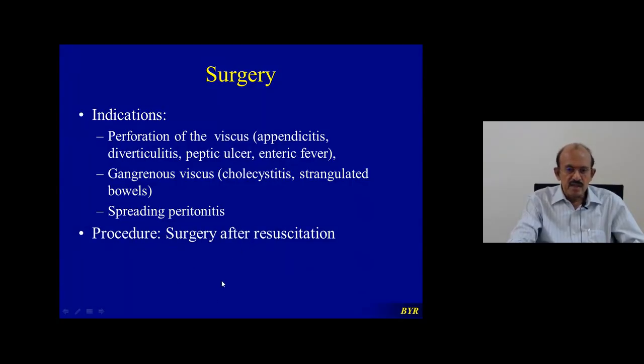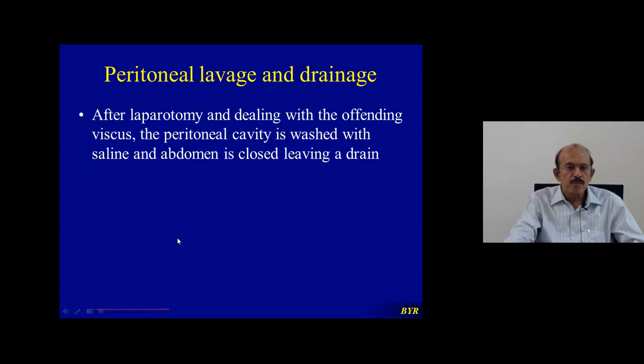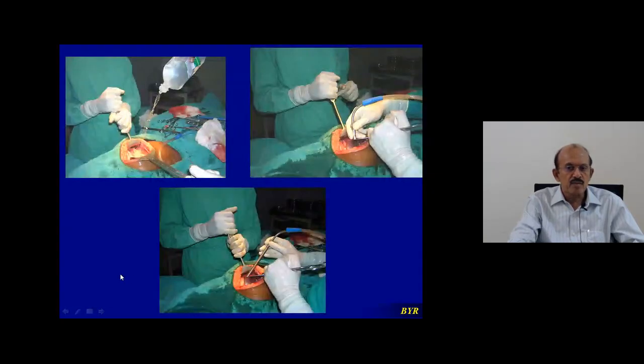The procedure is surgery after resuscitation. So you do laparotomy, deal with the diseased organ. That means if perforation is there, close the perforation. If infected organ is there, it can be removed, means you remove it, for example, appendix. If gangrenous viscera is there, you resect the gangrenous viscera. After laparotomy and dealing with the offending viscus, the peritoneal cavity is thoroughly washed with saline. Abdomen is closed, leaving a drain.